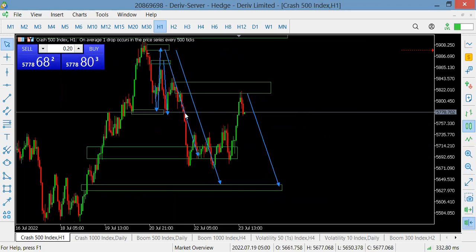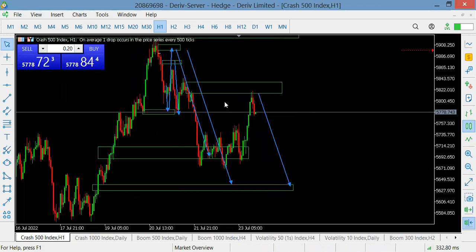So as you can see, guys, our overall bias for a sell played out. Although it didn't give us our entry, it didn't tap into our entry, it did play out in the direction of my analysis.